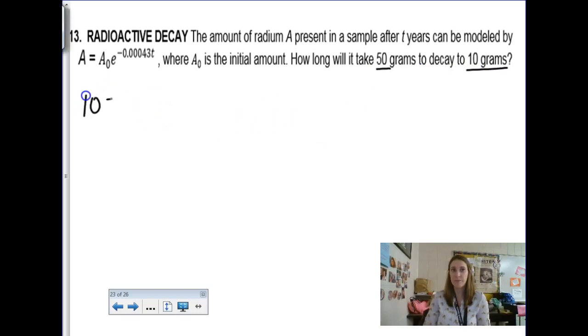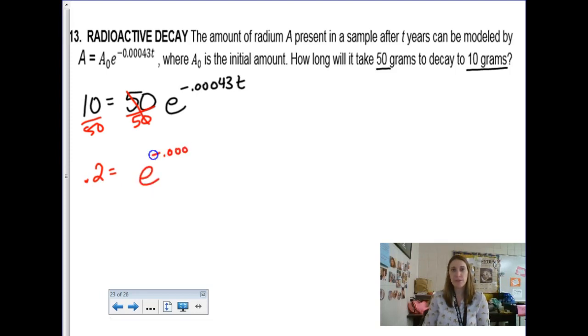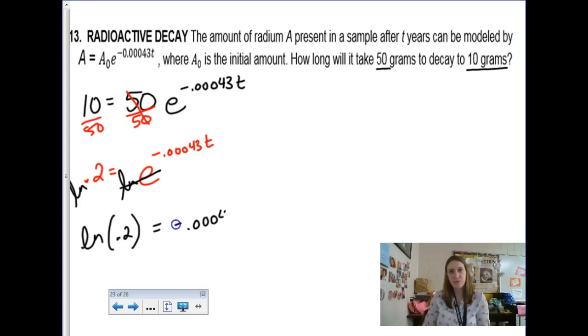So my final amount is 10. My initial amount is 50, and then it's e to the negative 0.00043 t power. So thinking about solving for my variable, my first step would be to divide by 50. So this is 0.2 equals e to the negative 0.00043 t power. And then I want to apply a logarithm to bring the exponent down. Since it's a base e, I'm going to be applying a natural log. So these cancel, but we have the natural log of 0.2, which looks like I didn't write that one down, sorry, equals negative 0.00043 times t. And then my next algebra step would be just to simply divide by negative 0.00043.